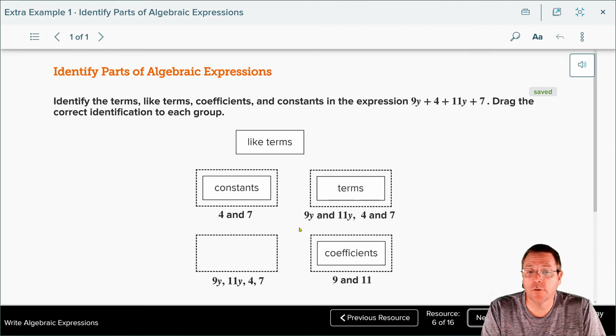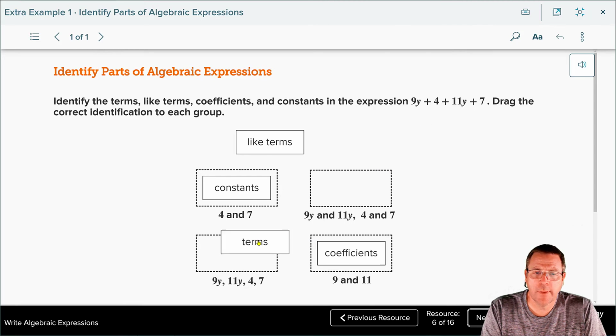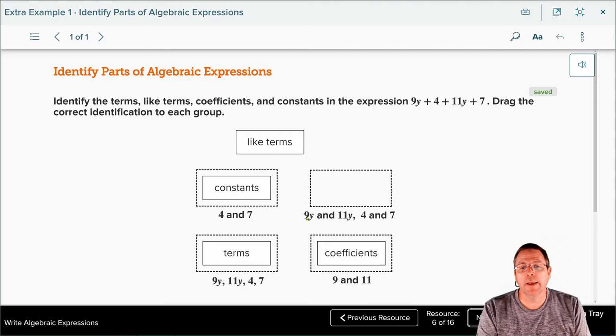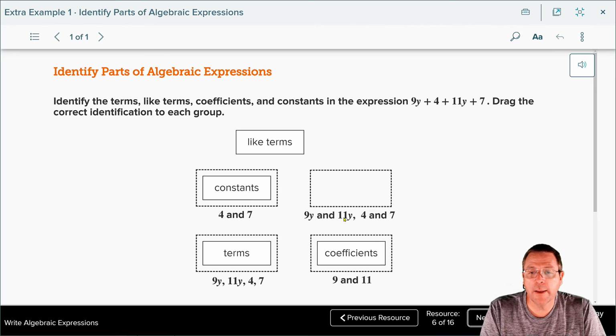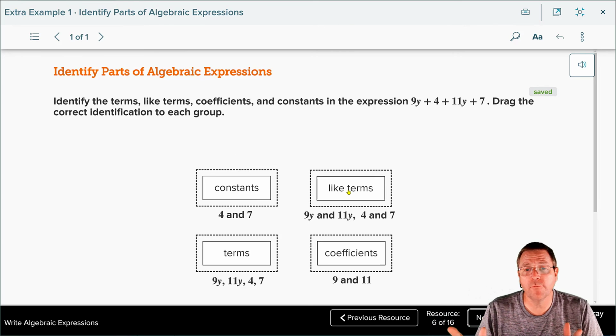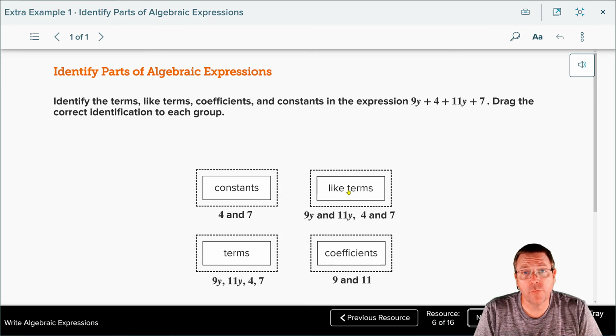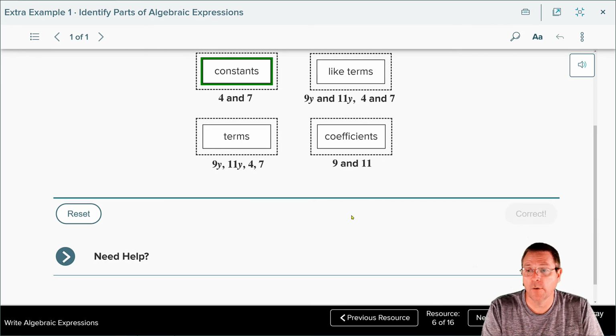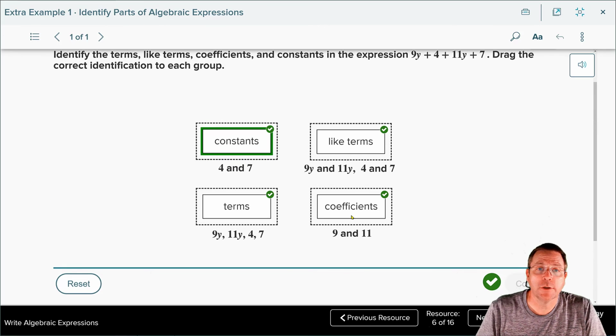And then the like terms, well, actually, nope, that one's going to go there. My bad, because I have an and here. Your like terms, 9y and 11y, those are going to be the like terms. 4 and 7, those are also going to be like terms. Even though they don't have a variable, they are alike in the fact that they don't have a variable. Therefore, they're going to be like terms as well. Check our answer. Everything checks.